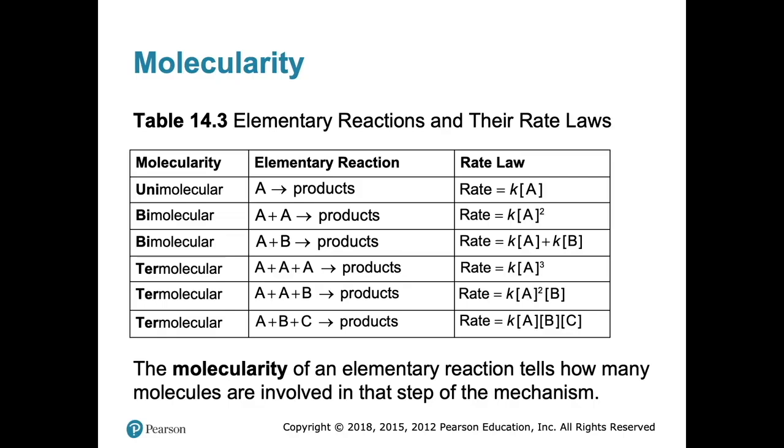The other bimolecular is A plus B. Here, the rate is the rate constant times the concentration of A times the concentration of B. Overall this is a second order reaction, but on their own, they're first order with respect to each reactant, okay? Here, this is a third order reaction. A plus A plus A gives you the rate equals the constant times the concentration of A to the third. And then A plus A plus B gives you an overall third order rate equation.